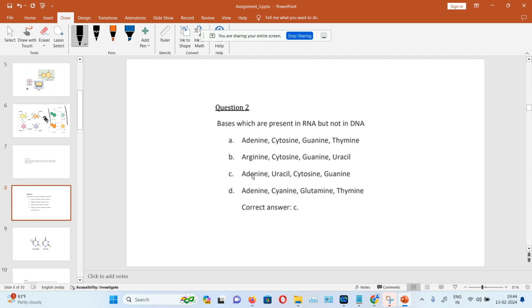Another is adenine, uracil, cytosine, guanine. So here the thymine became uracil. Adenine, guanine, cytosine, uracil. So these are the nitrogen bases present in RNA. Adenine, cytosine, glutamine, thymine. And this glutamine is actually an amino acid, not a nitrogen base. Again, this is not present in any of the nucleic acids. So the answer is C.